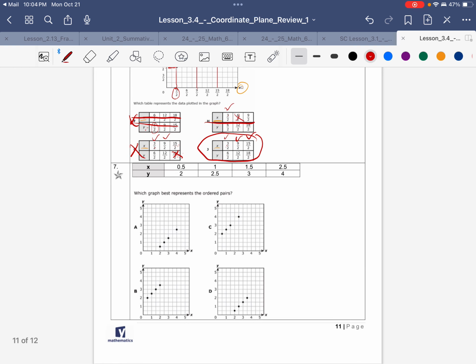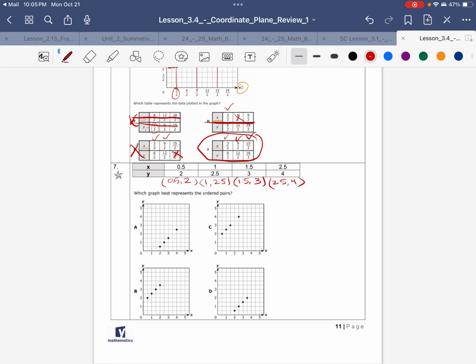Which graph best represents the ordered pairs? All right. So again, we have our ordered pairs here. Let's go ahead and write them out. 0.5, 2. This is 1, 2.5. This one is 1.5, 3. This one is 2.5, 4. Now we're looking for those points.